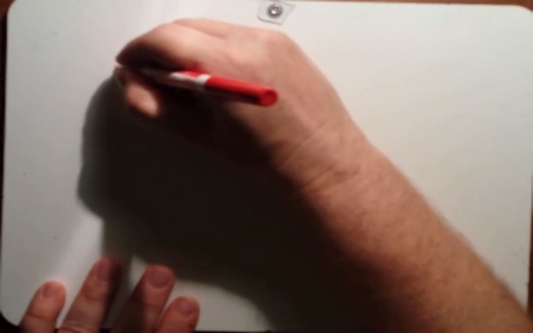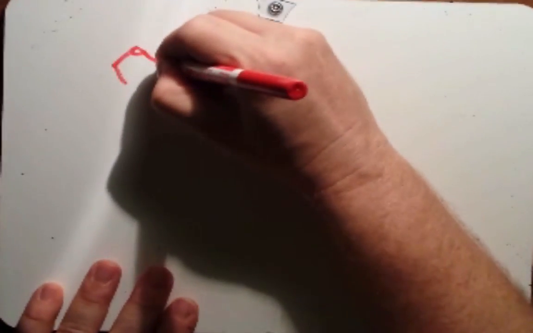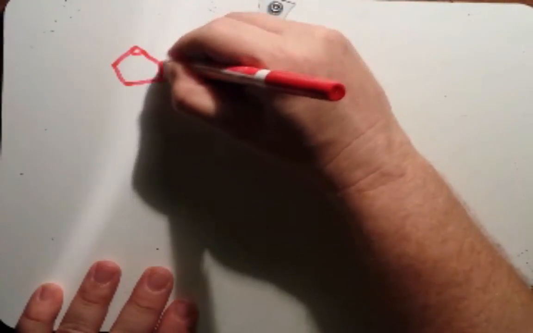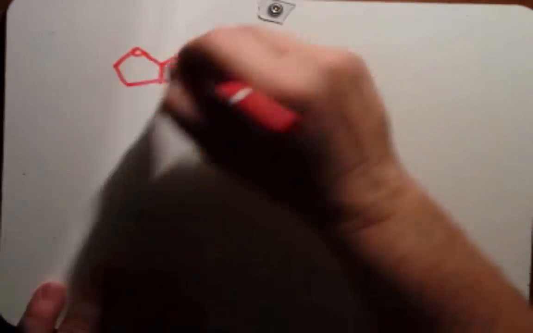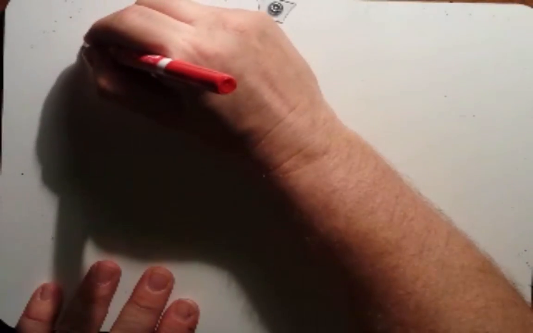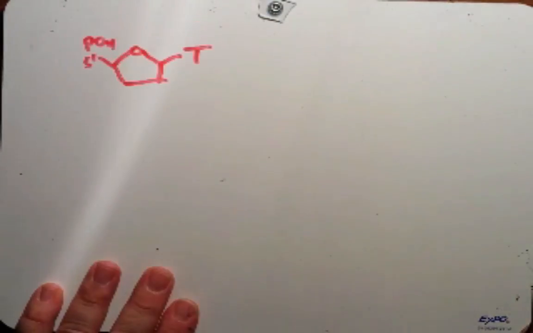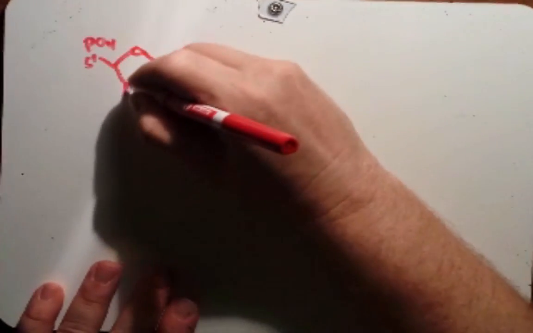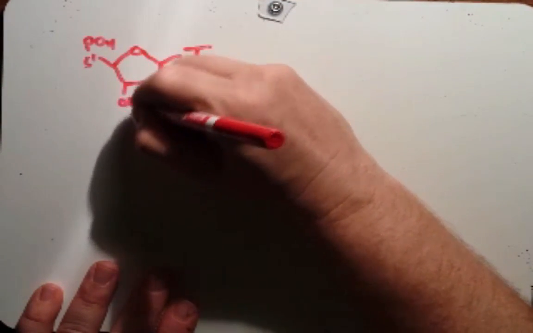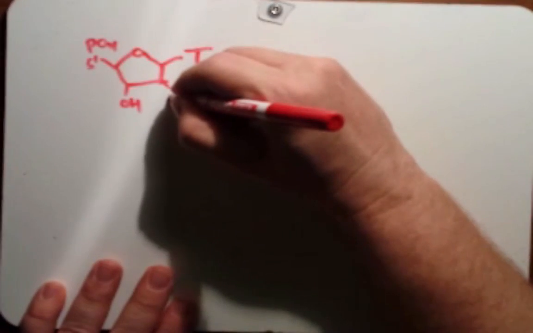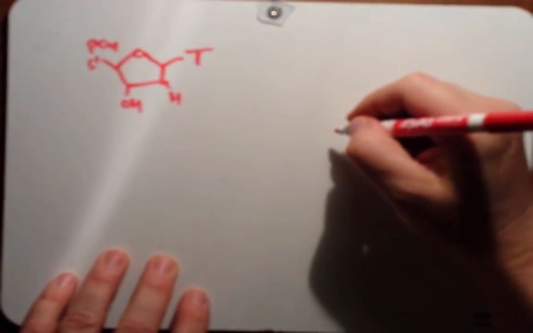Okay, so now let's take 2 nucleotides and bring them together in an effort to build a single strand of DNA. And so let's start by drawing a nucleotide. It's going to be one that has thymine on it. We have our phosphate group here at the 5' position. At the 3' position we have our hydroxyl group, and it's DNA, so we have our hydrogen here.